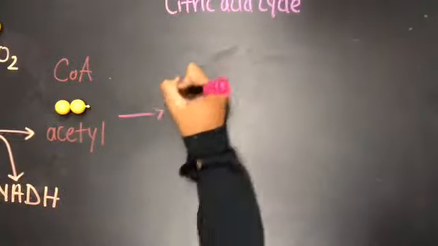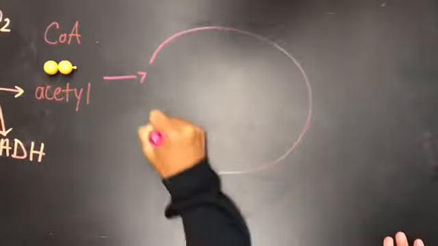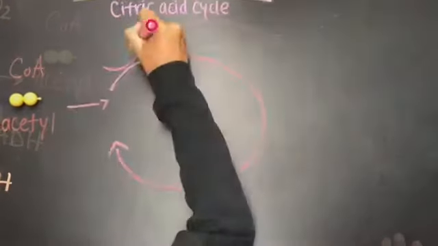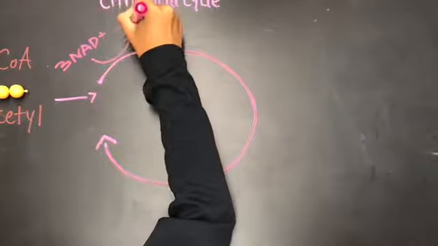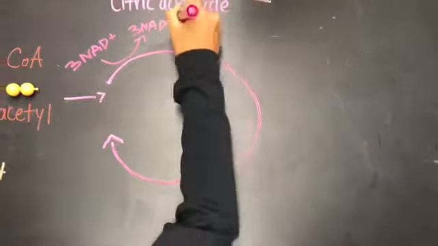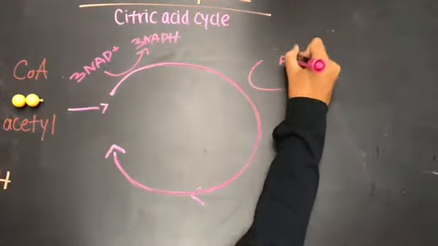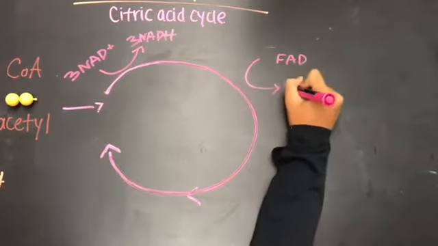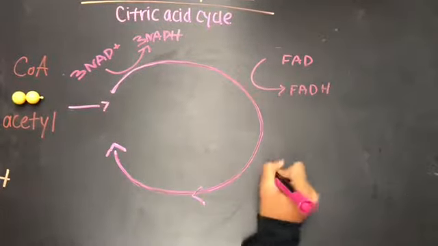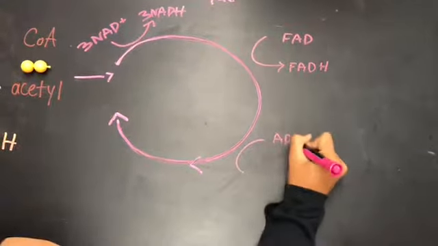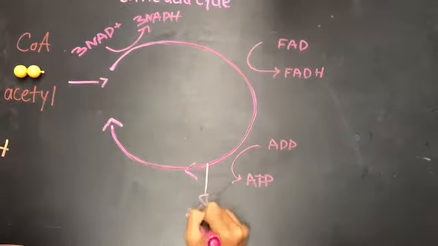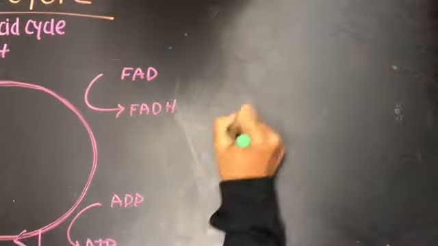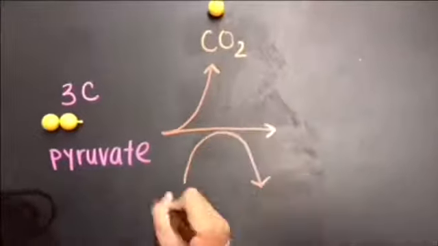Then acetyl coenzyme A, or CoA, is brought to the cycle, which starts with 3 NAD+ turning to 3 NADH. Then FAD is turned into FADH. After that, ADP is turned into ATP. At the end of the cycle, it creates 2 carbon dioxide molecules. Then you repeat the process again for the other pyruvate molecule.